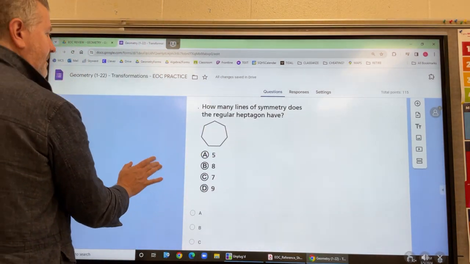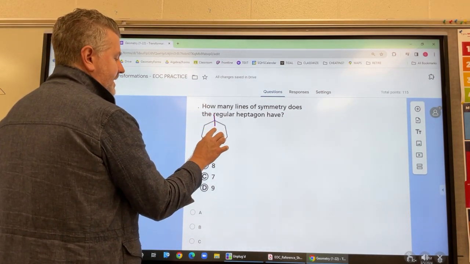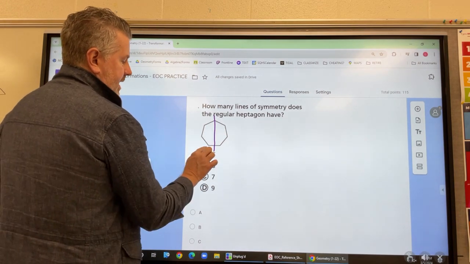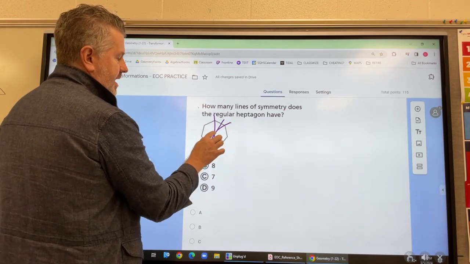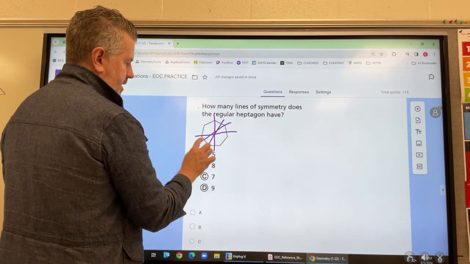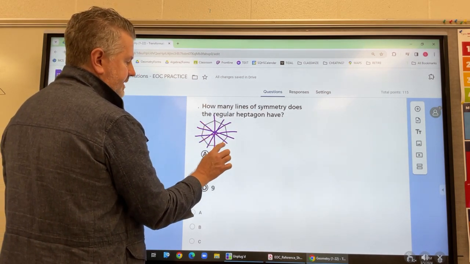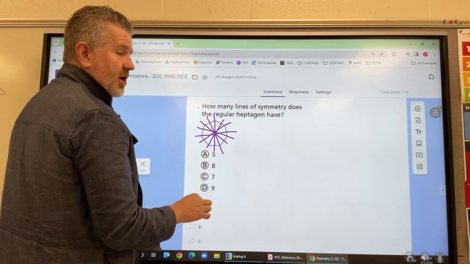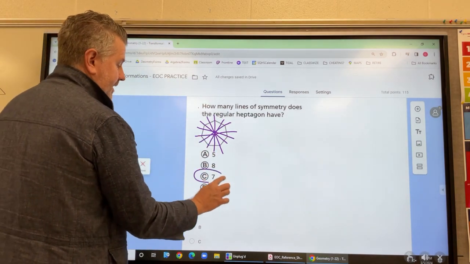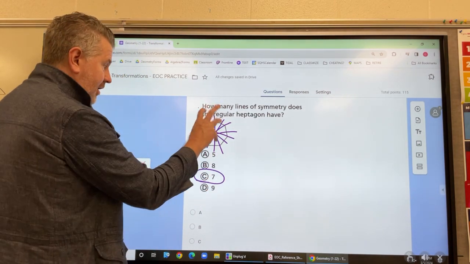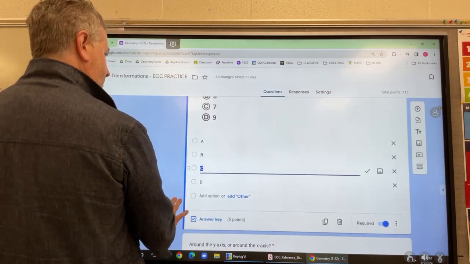All right, so how many lines of symmetry does a regular heptagon have? So here we're dealing with the heptagon again. We have 1 line of symmetry there. We have another one here across through that side, another one here, another one here, another one here. So basically there's one through every single point and the opposite side, but then they start to double up. So however many points it has, as long as it has that line symmetry, that's what we're going to go with. So we're going to go with 7 on that one, C.